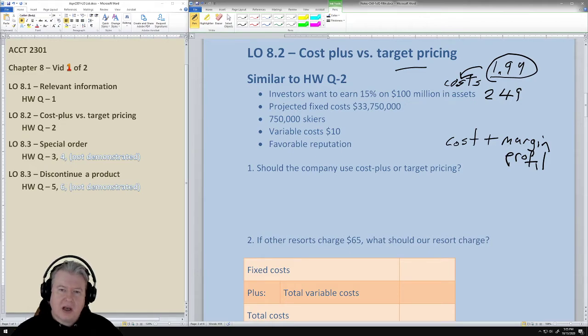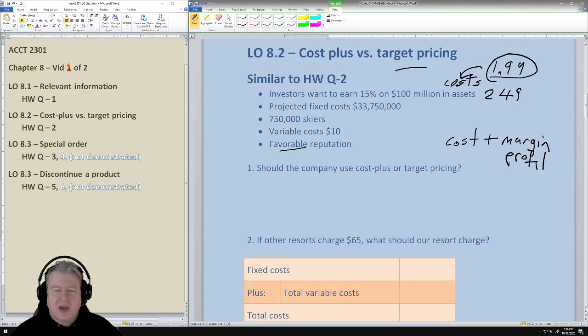So we're actually going to focus on cost plus here. The example that we have is this ski resort. We've got some information about what the investors want to earn, the projected costs, how many skiers, and so on. Should it use cost plus or target pricing? Well, there's a favorable reputation. Even if they didn't say that, we would just think ski resorts are probably pretty different from resort to resort, so within a band you should be able to charge what you think is appropriate.